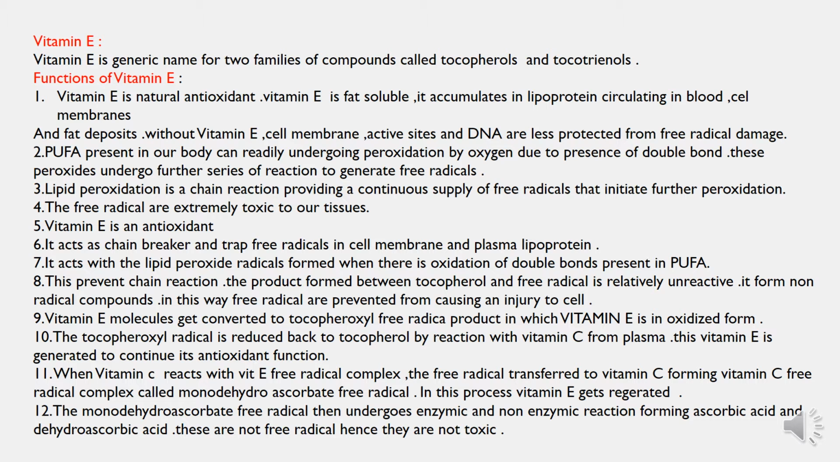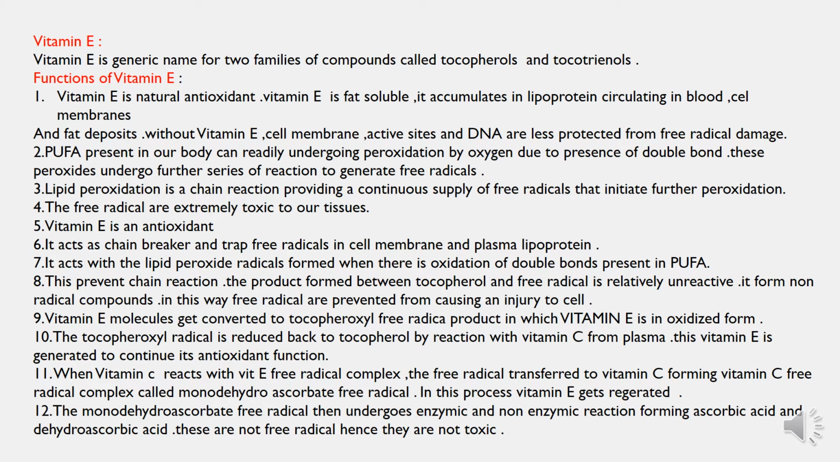Without vitamin E, cell membranes, active sites, and DNA are less protected from free radical damage. PUFA present in the body can readily undergo peroxidation by oxygen due to the presence of double bonds. These peroxides undergo a further series of reactions to generate free radicals. Lipid peroxidation is a chain reaction providing a continuous supply of free radicals that initiate further peroxidation. The free radicals are extremely toxic to our tissues.